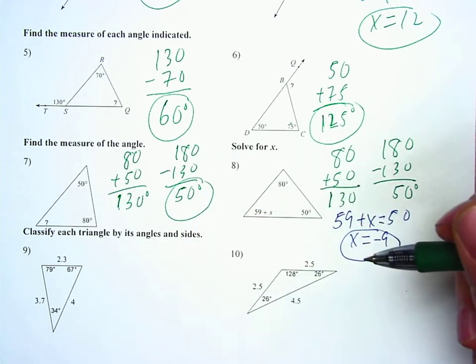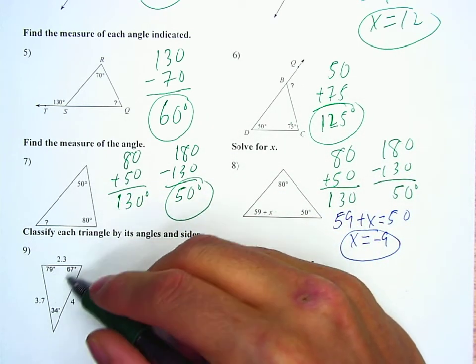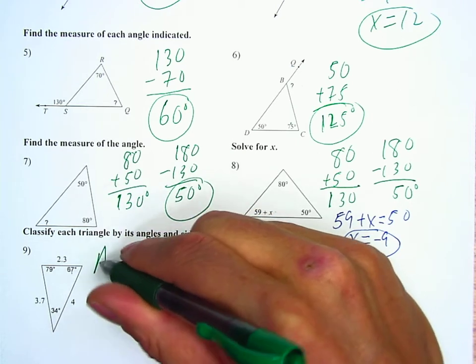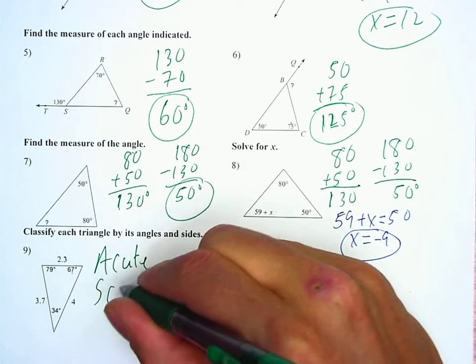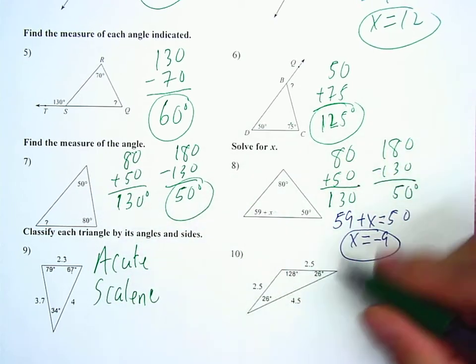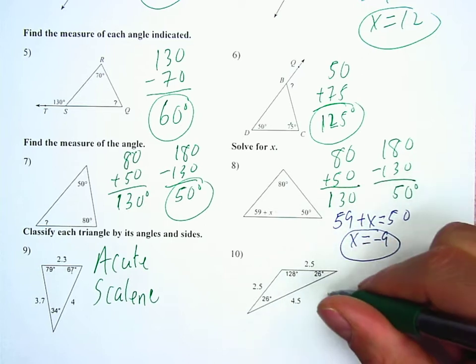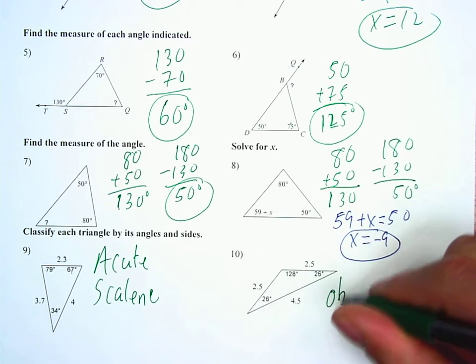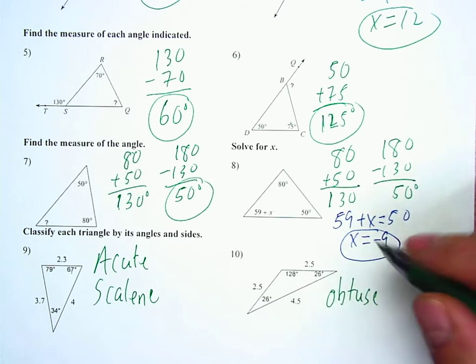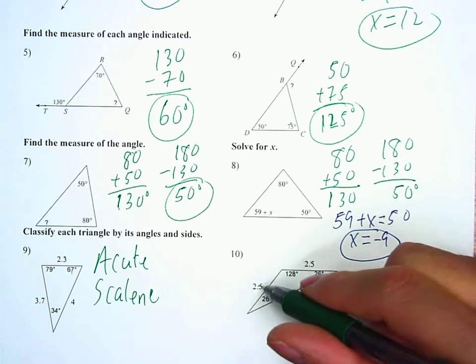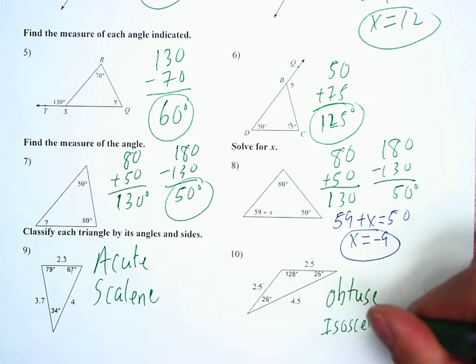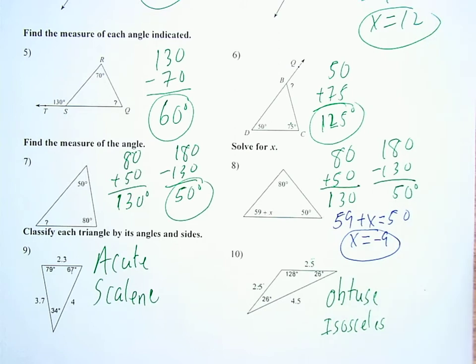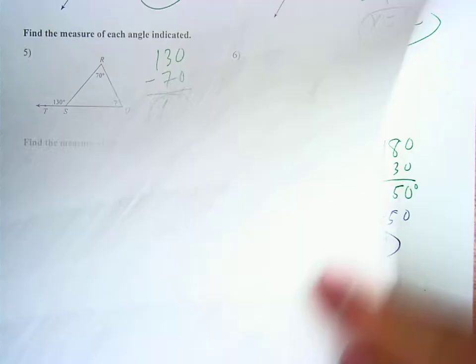All right, classify by sides and by angles. So we're going to call this one acute because all the angles are less than 90. And because all the sides are different, we're going to call it scalene. We're going to call this one obtuse because one of the angles is bigger than 90, or between 90 and 180, more appropriately said. And isosceles because two of the sides have the same measurement. Isosceles. And sometimes I do spell that word wrong, so don't take my spelling for gospel there.